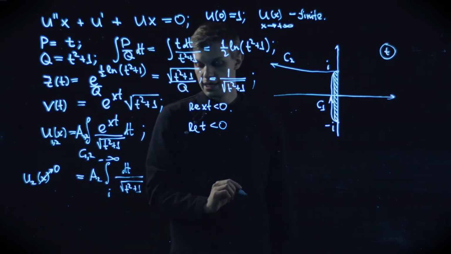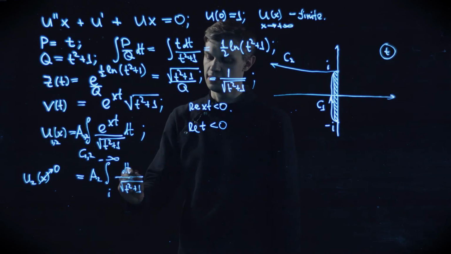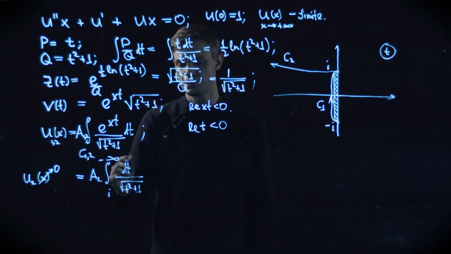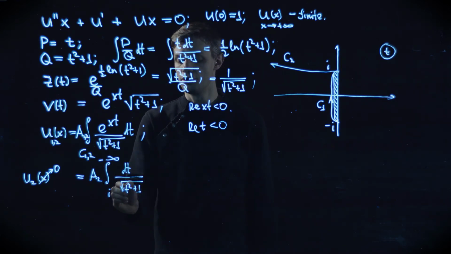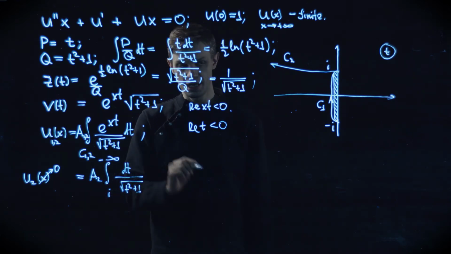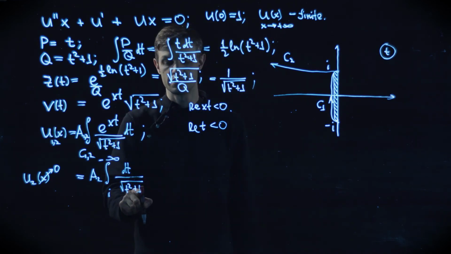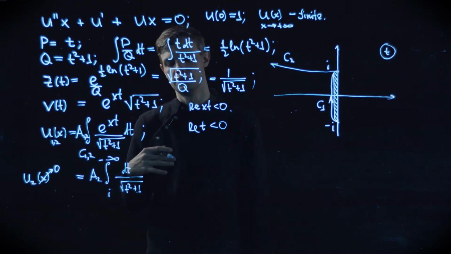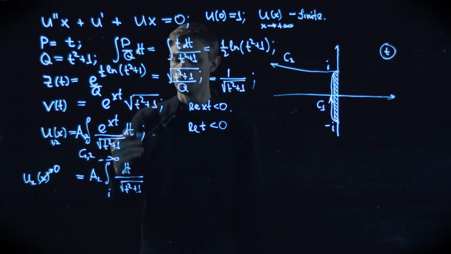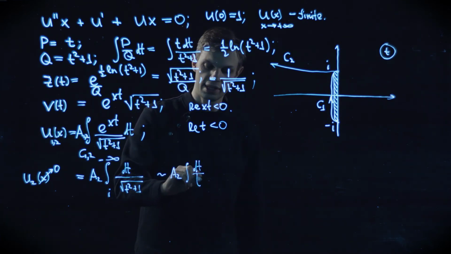So what do we notice? At t equal to i, the integrand has a soft singularity because it contains this square root in the denominator, so it's an integrable singularity. So the integral converges at the lower limit. But at the upper limit, you clearly see that at large t, square root of t squared plus 1 behaves like t, and you have the divergent integral dt over t. So what does that mean?